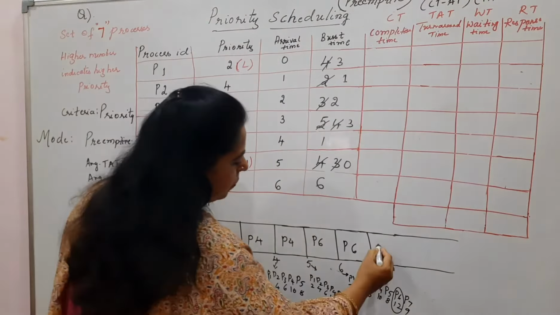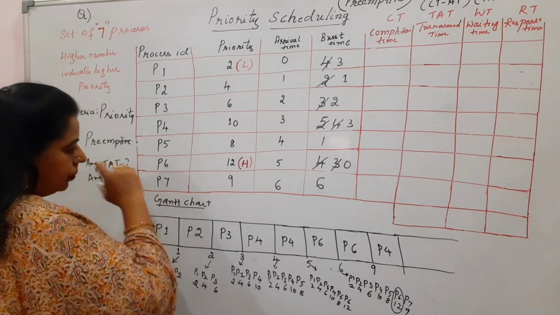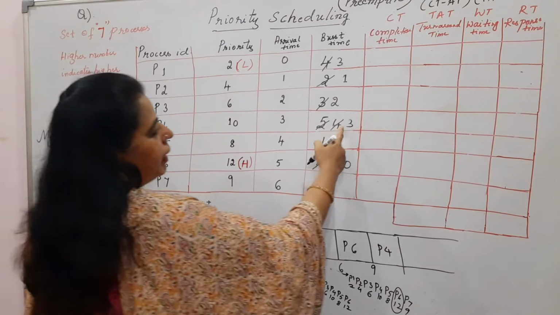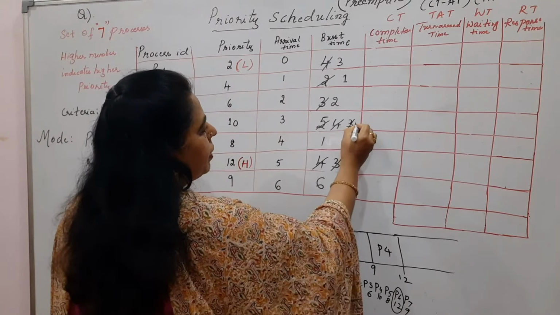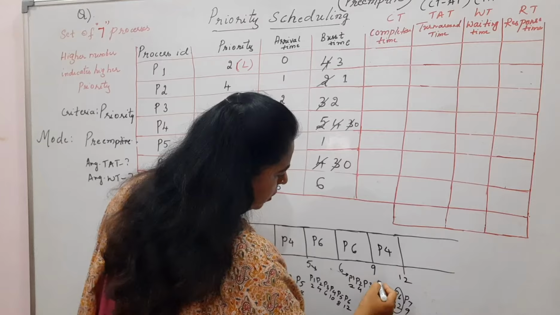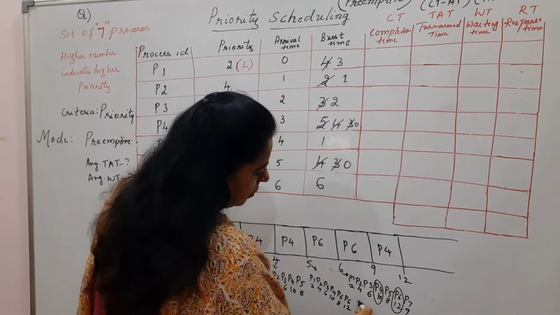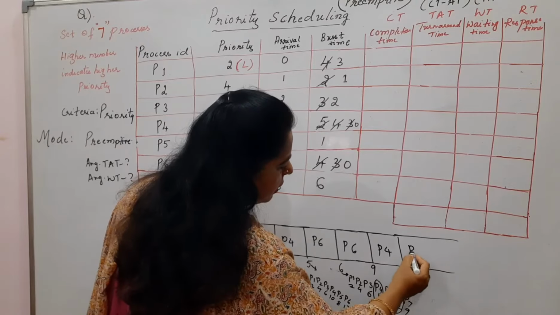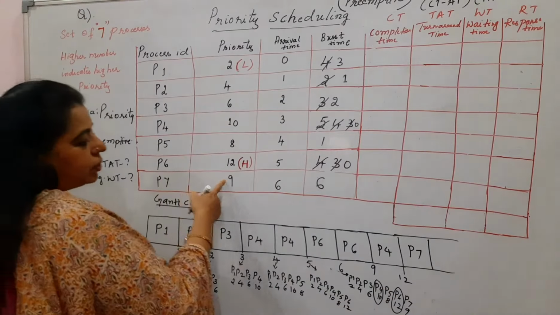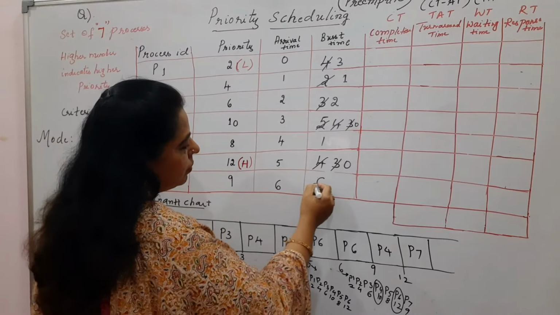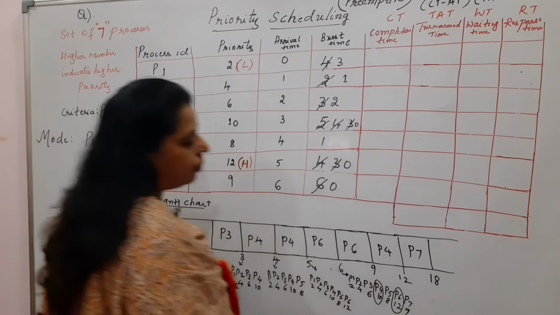Then comes P4. Its remaining burst time is 3, so it will get scheduled completely: 9, 10, 11, 12. Now it becomes 0, fine, so P4 also gets removed. After that, there are 1, 2, 3, 4, 5 more processes. Now P7 will get the turn because its priority is 9. It has a burst time of 6, and it will use all 6 units here, so it will end its job at 18.